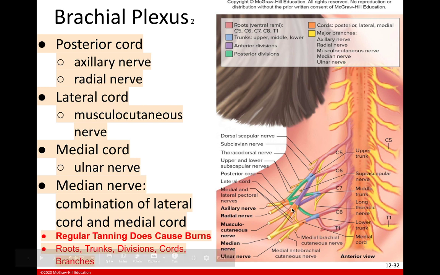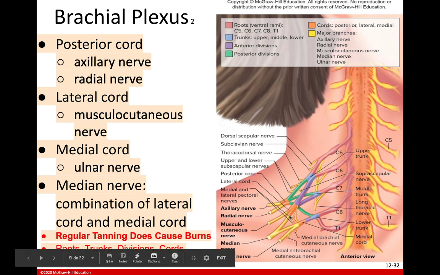But then we see that we have a branch off of the lateral cord as well as a branch off of the medial cord coming together to form this median nerve. Okay? And then we have the medial cord alone giving rise to this ulnar nerve. So you need to pay attention to that.